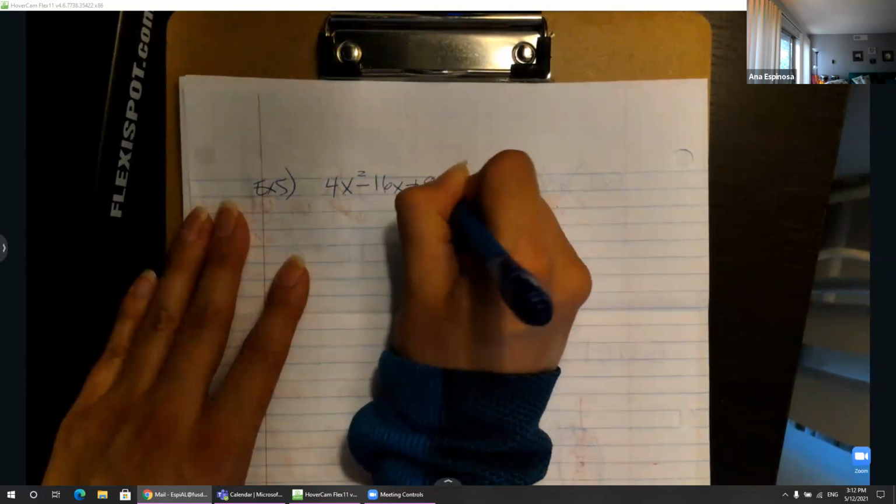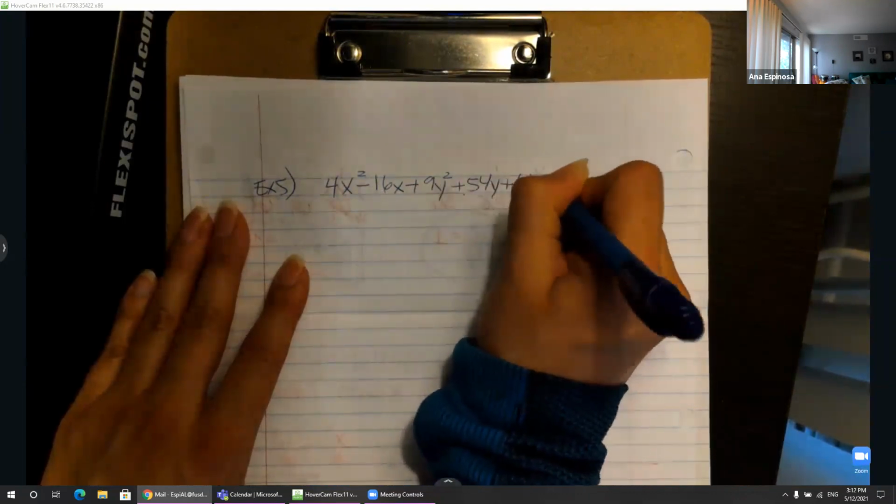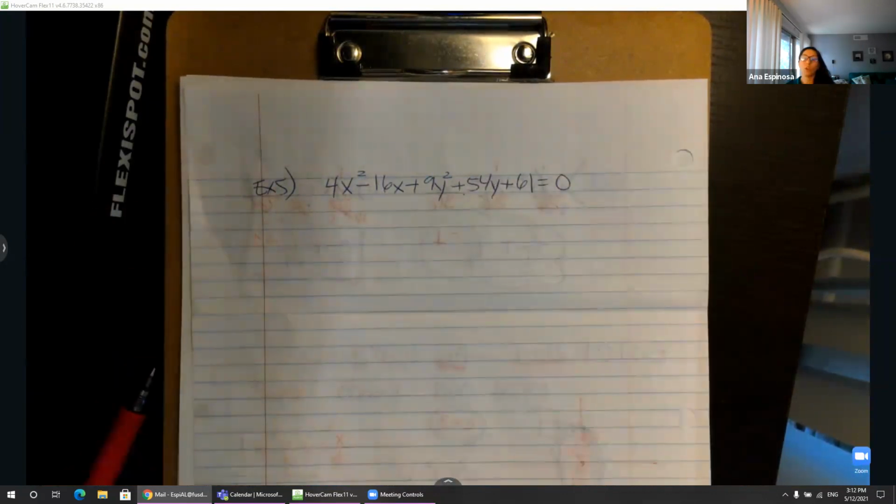4x squared minus 16x plus 9y squared plus 54y plus 61 equals 0. So your job is to put it in the same format that we have, x squared over a number plus y squared over a number equals 1. Okay, so this one will be a bit complicated, doable, however.